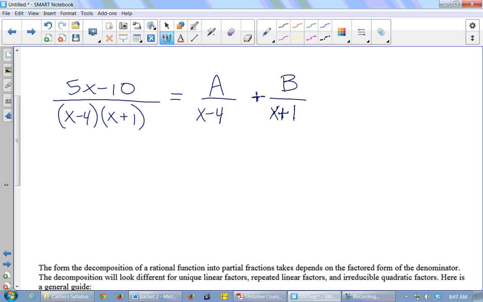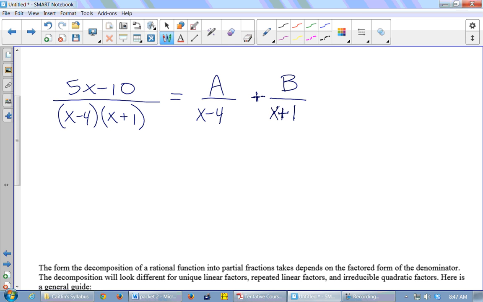So I only want maybe some constants in the numerator. And then the question is, I just got to figure out what a and b I can use to make this statement true. This is what I would like to do. I'd like to take my fraction, it's a linear over a quadratic, and write it as a sum of a constant over a linear plus a constant over a linear.